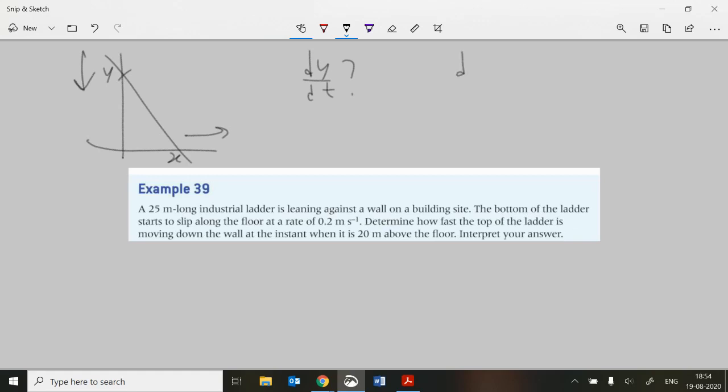But we definitely know that dx/dt at this particular x point here is equal to 0.2 meters per second. So it's moving at 0.2 meters per second. That's dx/dt. We also know that the ladder is 25 meters long, so we know that x squared plus y squared is equal to 25 squared there. Okay, so that's just Pythagoras, because we know we've got our height of y and our distance across of x, and we've got a length of 25 there.